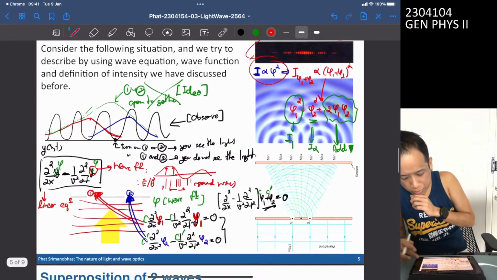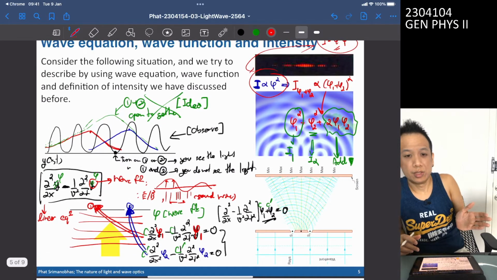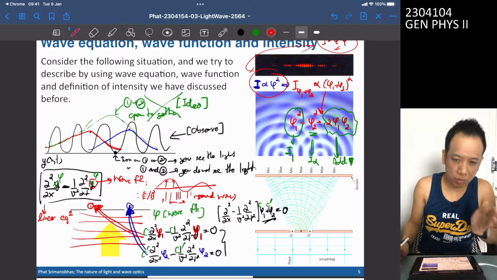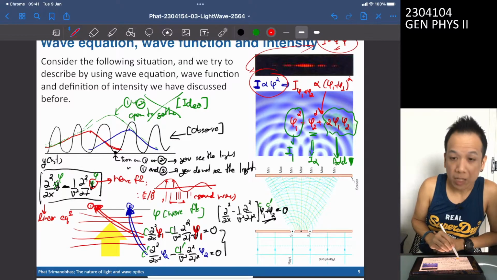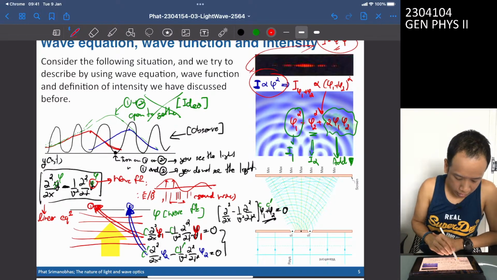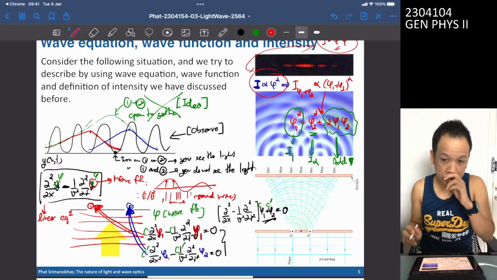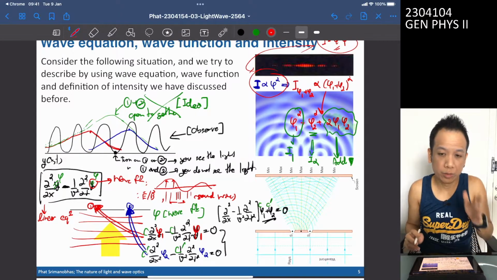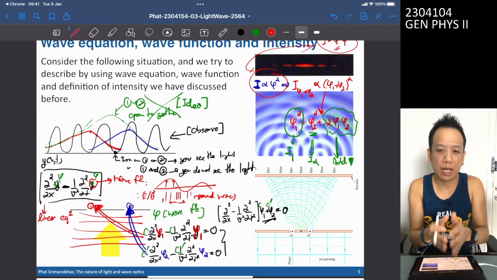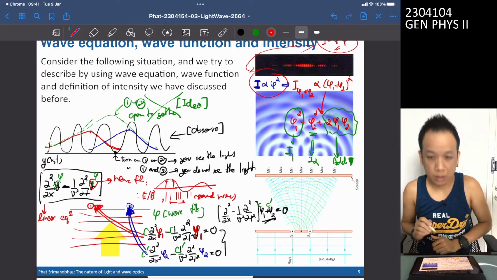Okay, so now you see the reason why you see some dark spots here. At some positions, if you just turn on one light, you see the light there, but then you turn on two, you don't see the light in those positions. Okay, because of this term.